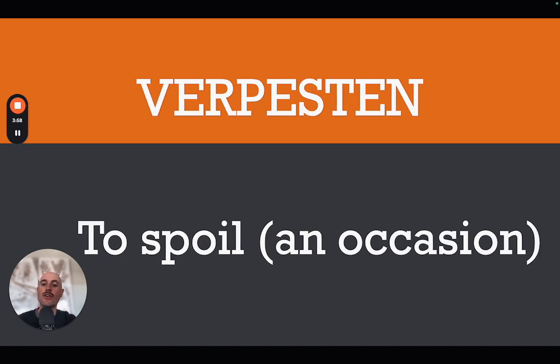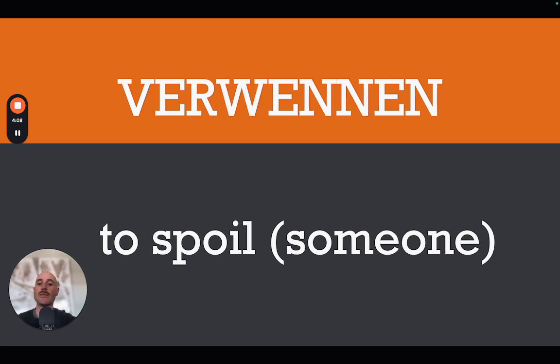The next one, verpesten. Verpesten as in to spoil, right? But to spoil an occasion, alright? To spoil a game, to spoil a birthday party, to spoil these kind of things. An occasion. Because verwennen is to spoil someone. If you're spoiling somebody, then it will be verwennen. Jij verwent iemand. Alright? So that's the difference between verpesten and verwennen. Verpesten, the occasion. Verwennen, someone.